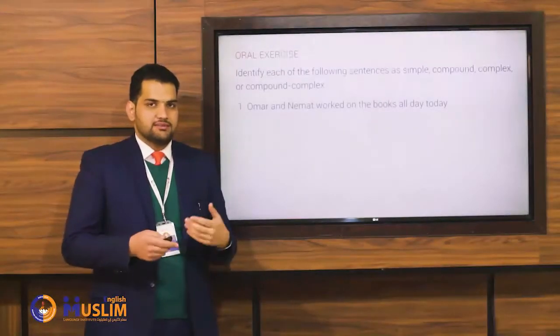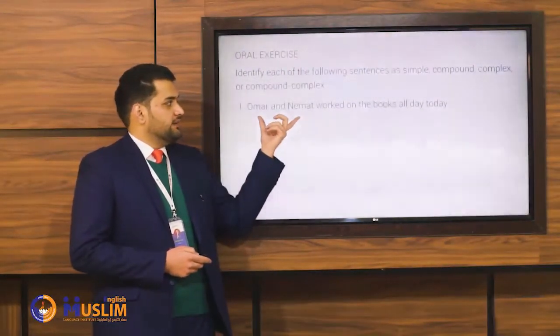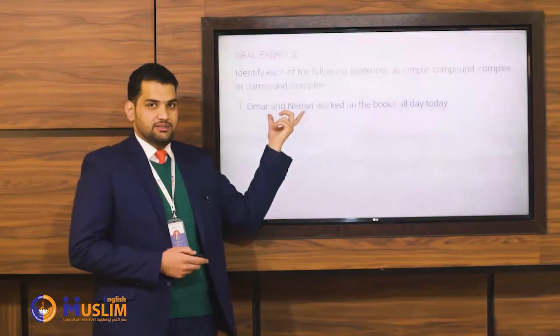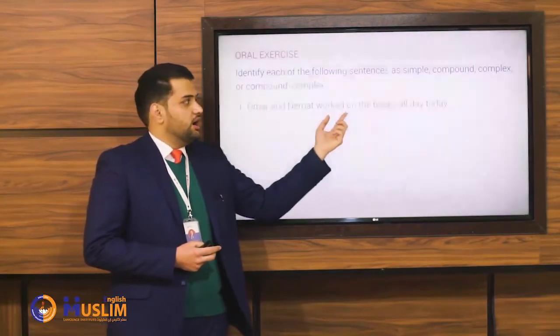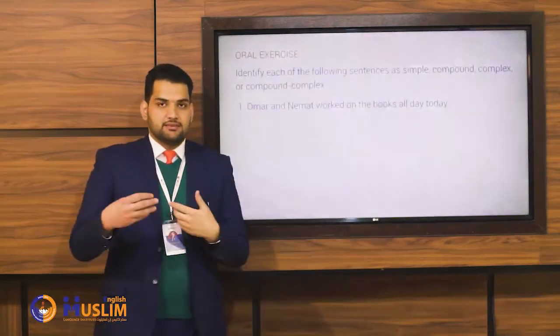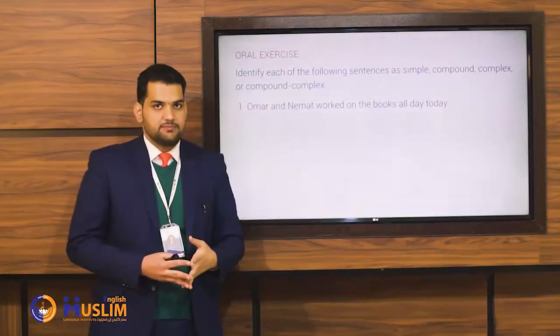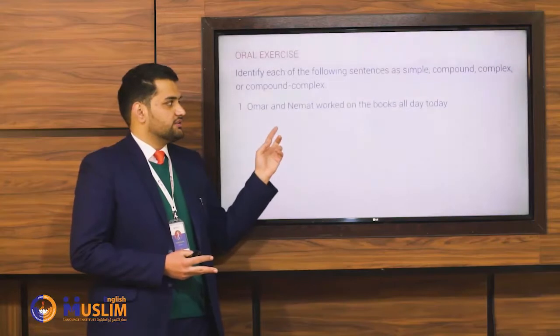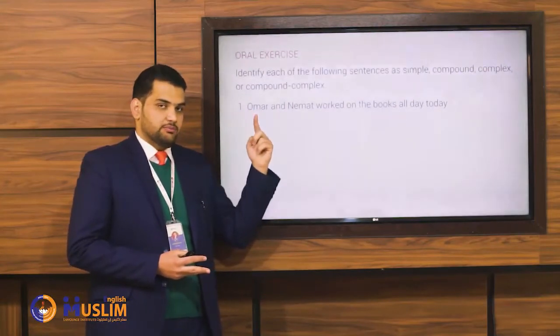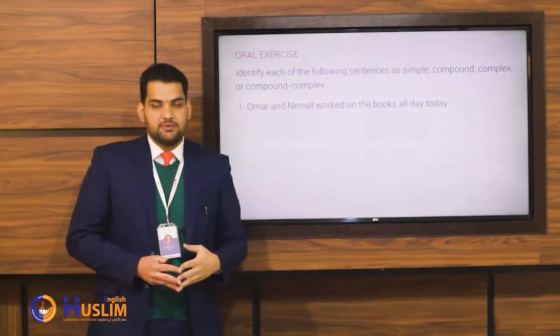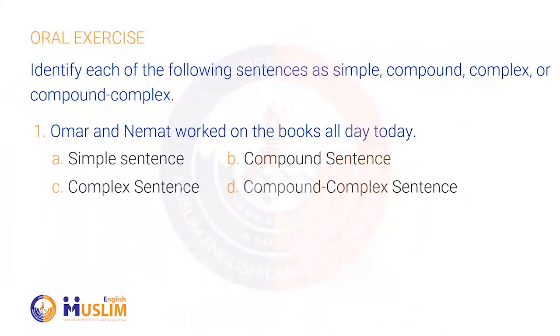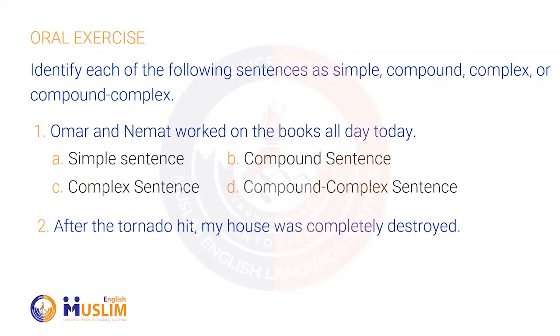So here, let's try to find it. The subject is Omar and Nemat. We've got 2 subjects. The verb is worked. On the books all day today is the rest of the sentence or the complement. It means that we have got 2 subjects, 1 verb. And if you remember, that's a formula of a simple sentence. So it's a simple sentence. Option A is correct.